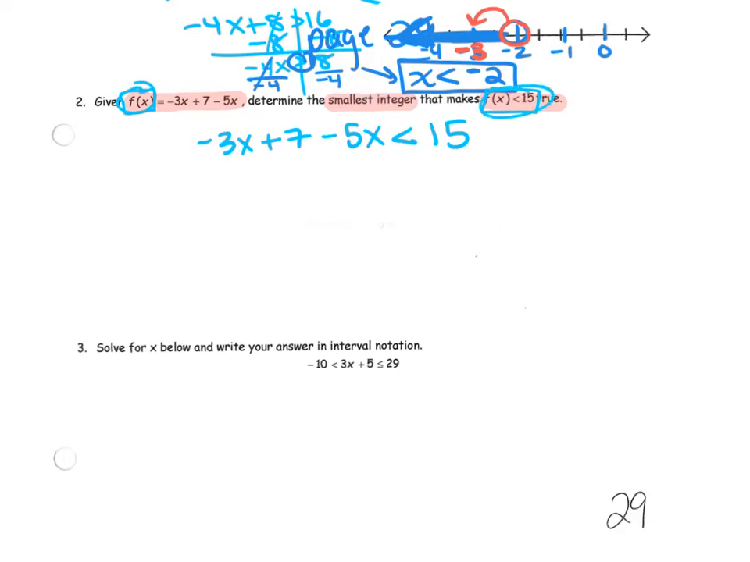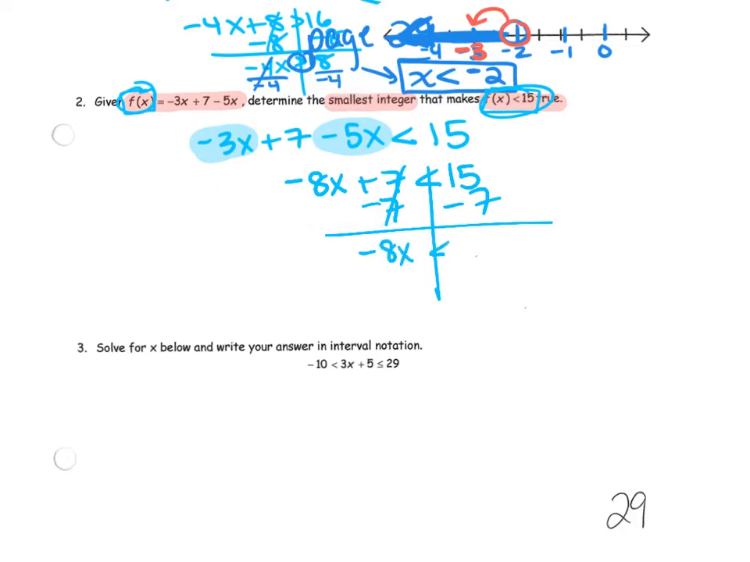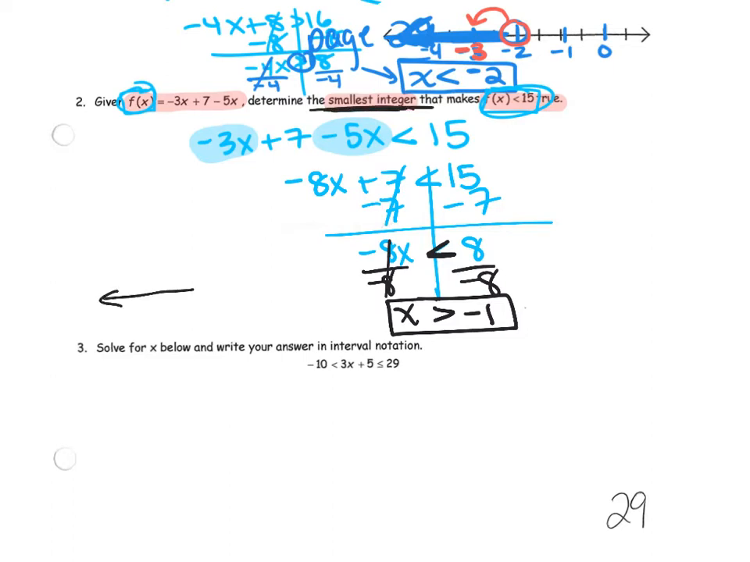Let's combine like terms on the left-hand side. And we end up getting negative 8x plus 7 is less than 15. Subtract the 7 on both sides. And we have negative 8x is less than 8. Again, remember, when we divide by a negative, we flip this inequality symbol. So now I have x is greater than negative 1. If it's hard for you to visualize this, because the next part says determine the smallest integer value, let's make a number line: negative 1, 0, 1, and maybe negative 2 and 2 here.